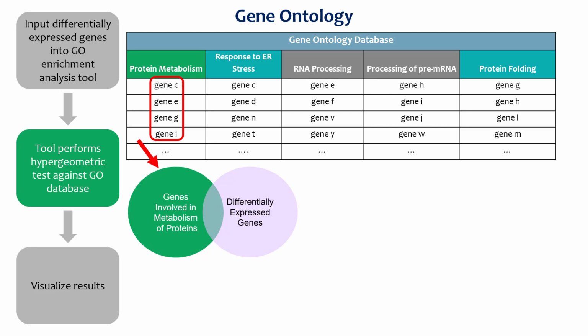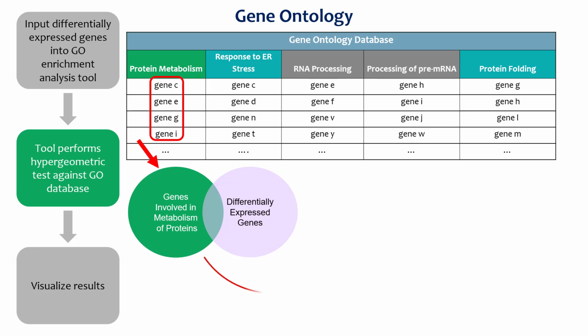If protein metabolism is different between the two conditions under study, we would predict that genes involved in protein metabolism would show up in the list of differentially expressed genes more frequently than in the list of all expressed genes. In other words, the list would be enriched for genes involved in protein metabolism.